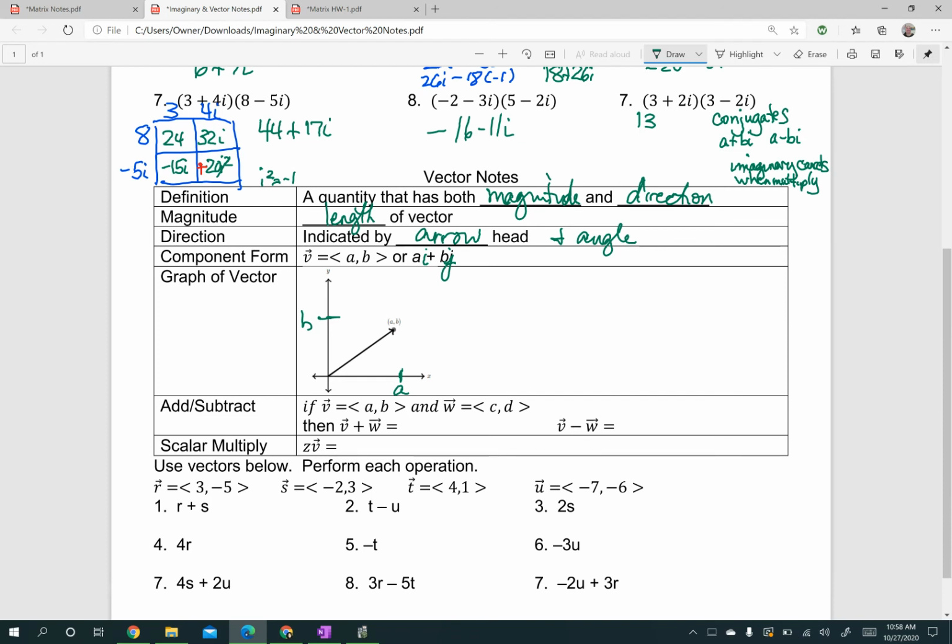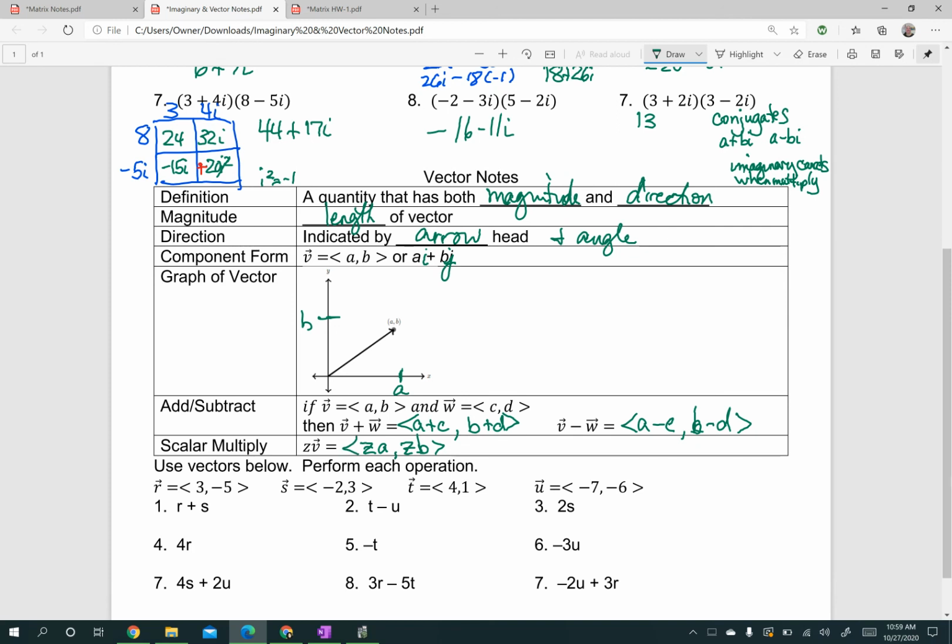When you're adding vector V to vector W, this is what it looks like. You would just add the x components and then add the y components. Same thing when you're subtracting, you subtract the x components and then subtract the y components. When you have a scalar, remember a scalar is just a number, times a vector, you multiply the scalar times both things.